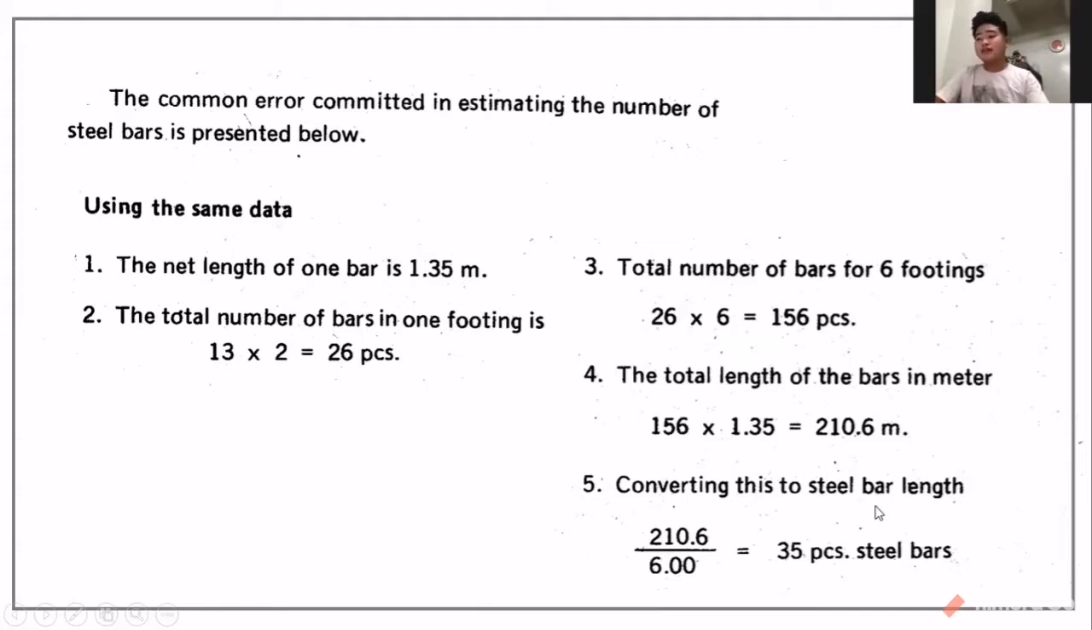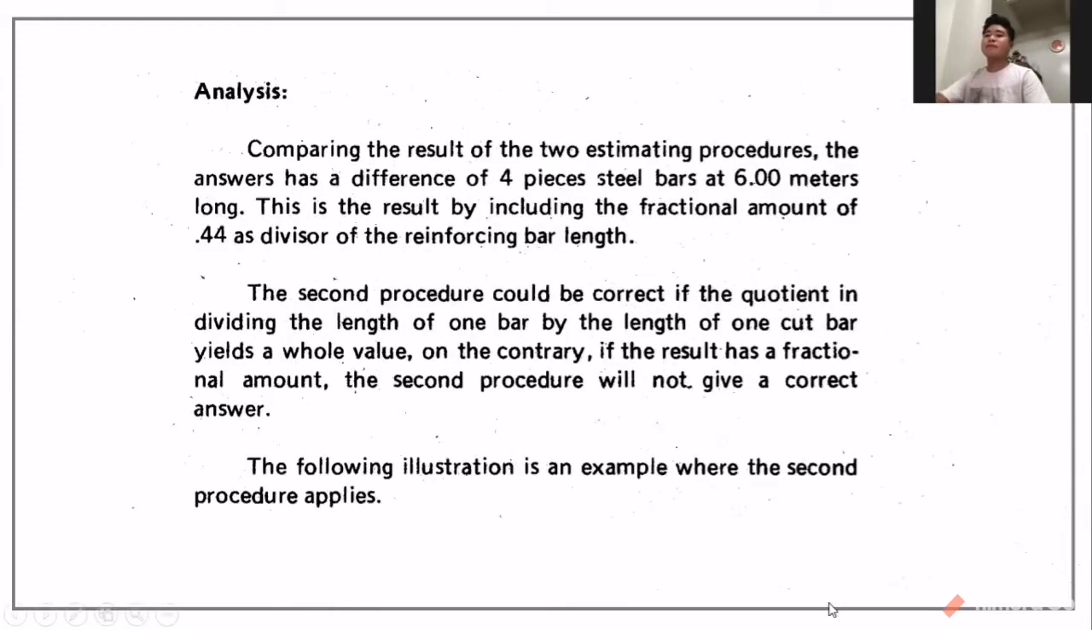As you can see, the answer of the first solution has a difference. They differ by 4 pieces because our answer here is 35. So comparing the result of the 2 estimating procedures, the answer has a difference of 4 pieces, as I said, of steel bars at 6 meters long. This is the result by including the fractional amount of 0.44 as divisor of the reinforcing bar net.